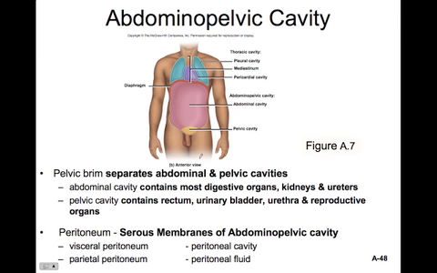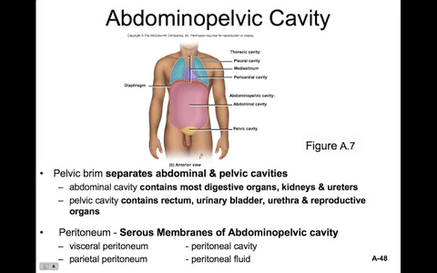Now looking at the abdominopelvic cavity in more detail. The pelvic brim is going to separate the abdominal and the pelvic cavities. The abdominal cavity contains most of the digestive organs, the kidneys, and the ureters, whereas the pelvic cavity contains the reproductive organs, the rectum and the urinary bladder, as well as the urethra.